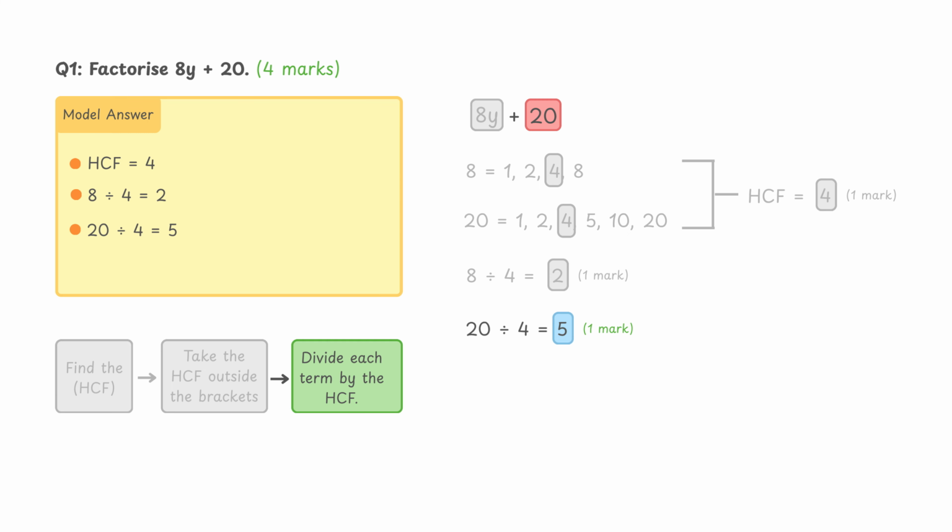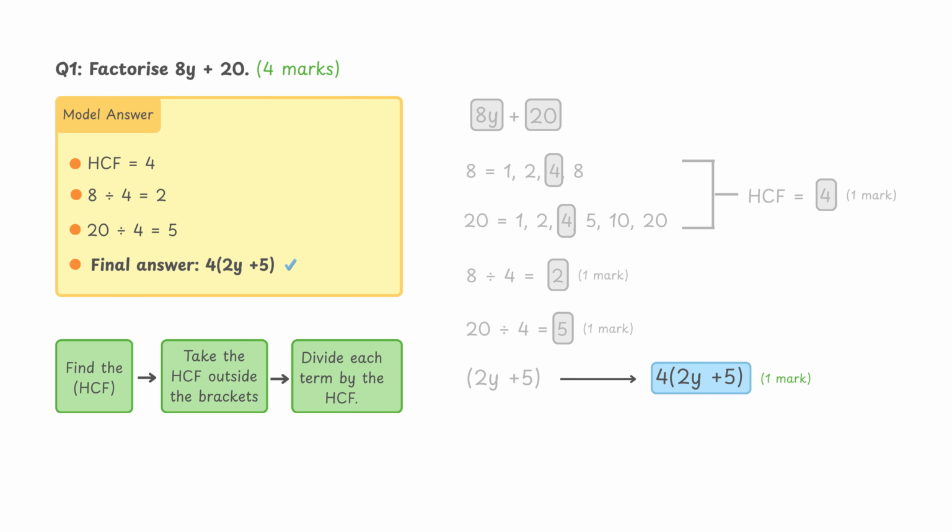Now we place these results inside the brackets, so we get 2y plus 5. This gives us the expression 4 multiplied by open bracket 2y plus 5 close bracket. Now let's check our answer, because this is a very important habit in exams. If we expand 4 multiplied by open bracket 2y plus 5 close bracket, 4 times 2y gives 8y, and 4 times 5 gives 20. So we return exactly to the original expression, 8y plus 20. This confirms that our factorization is correct.